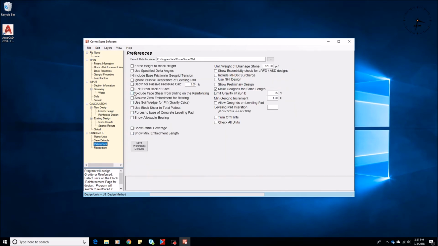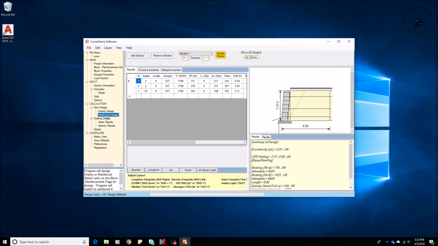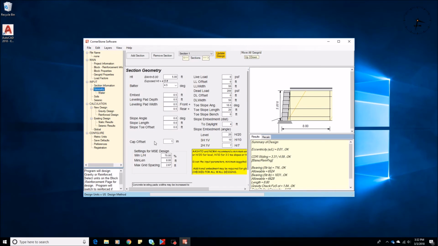And if we look a little further, AASHTO defines embedment as measured from the tail of the block to the end of the reinforcement, 0.7H measured from the tail of the block. So it'd be from the tail of the block to the tail of the geogrid would be 70%. AASHTO also has a minimum grid length of 8 feet. NCMA has a minimum grid length of 4 feet.